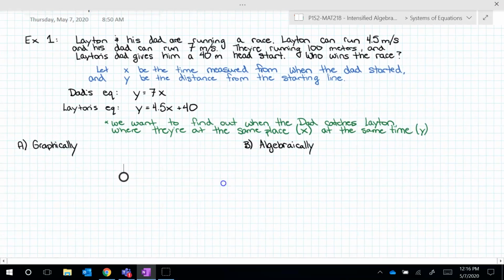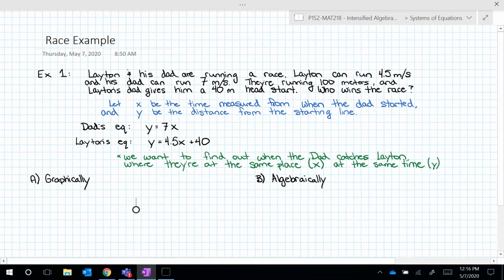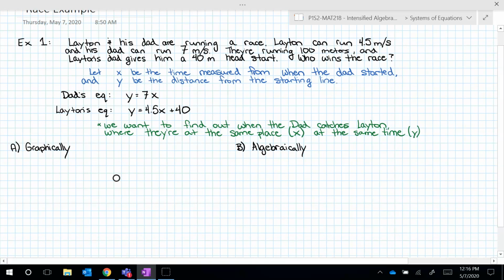It says Leighton and his dad are running a race. Leighton can run 4.5 meters per second, and his dad can run 7 meters per second. They're running a 100-meter dash, and Leighton's dad gives him a 40-meter head start. So who wins? We need to define our variables.